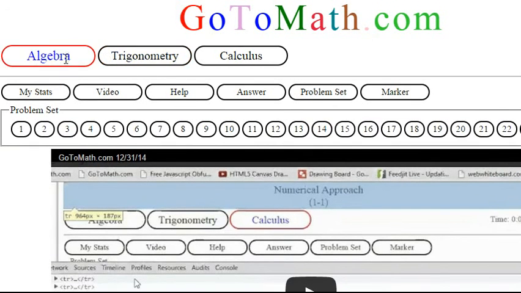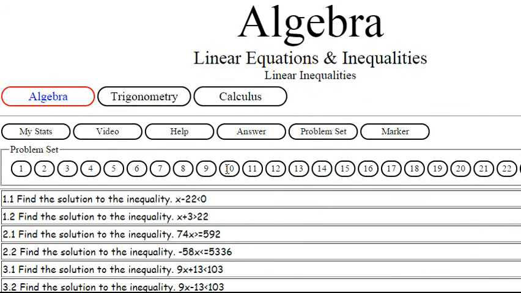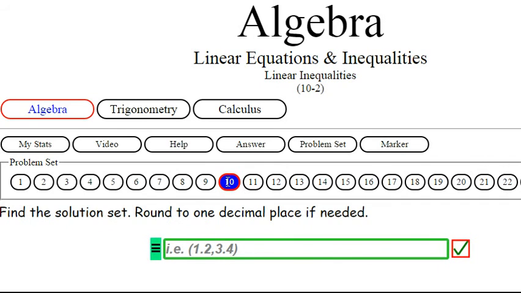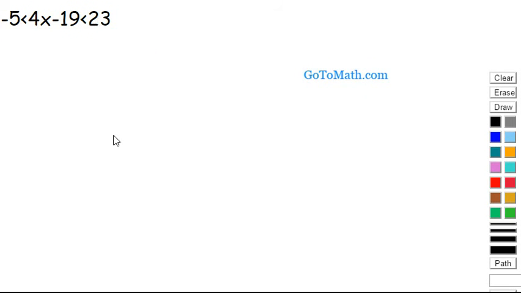Okay, we're over here at gotomath.com. We're here at linear inequalities. I believe we're at 10.1, so let's just click on that. If I can find it. There it is. Found it. Marker board. Alright, so we'll go ahead and rewrite this. We have negative 5, let's see, we got 4x minus 19 is less than 23.